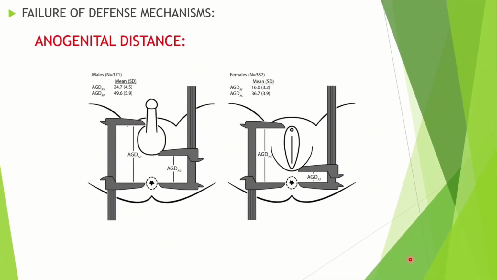And coming to the failure of defense mechanisms. Anogenital distance is the distance between the genital opening and the anal opening. It is longer in males and shorter in females. So infection from the anal canal can spread to the genital system more commonly in females.